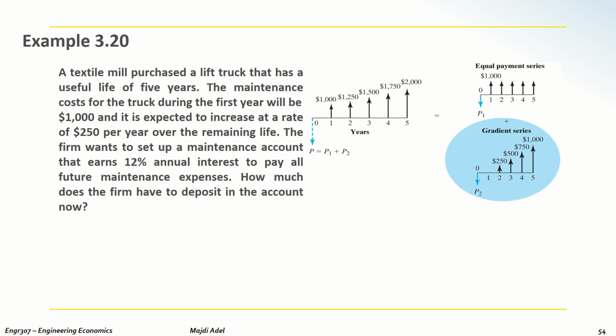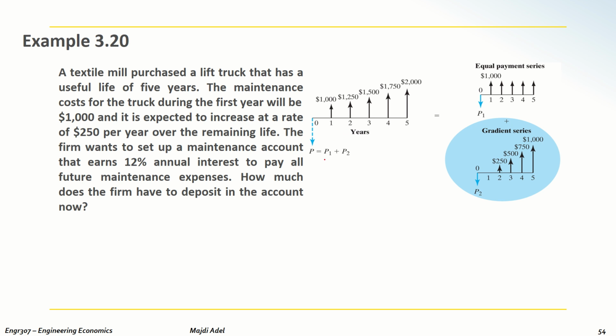The firm wants to set up a maintenance account that earns 12% annual interest rate to pay all the future maintenance expenses. لحتى يصرفوا على الصيانة بدهم يروحوا يفتحوا حساب في البنك بسموه maintenance account، ومن الفائدة أو من الأرباح المتحصلة على هذا الحساب راح يدفعوا تكاليف الصيانة. تمام، لمدة ال5 سنوات. How much does the firm have to deposit in the account now? قديش لازم يحطوا في الحساب تبعهم اليوم لحتى يكونوا قادرين انهم يدفعوا تكاليف الصيانة لمدة 5 سنوات.